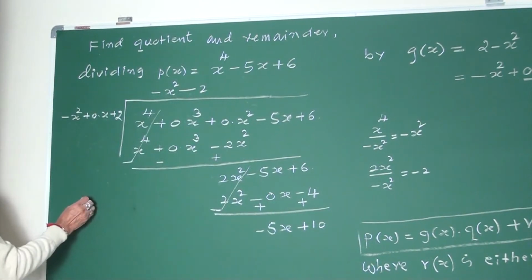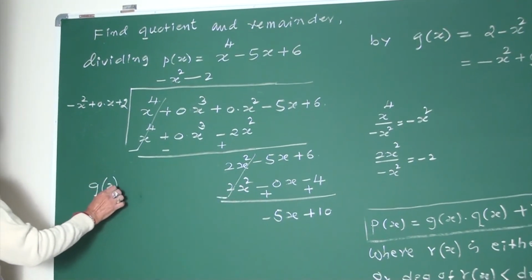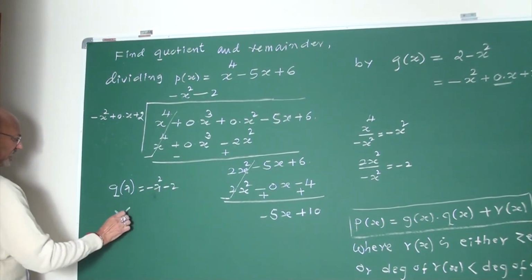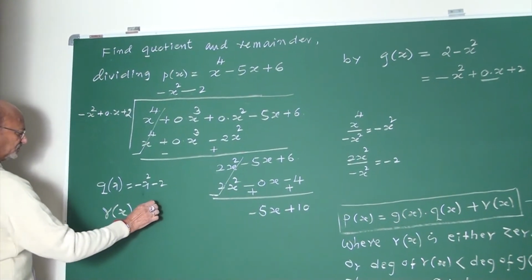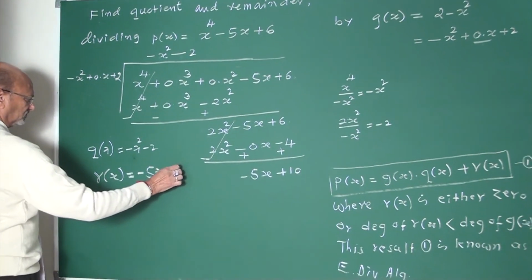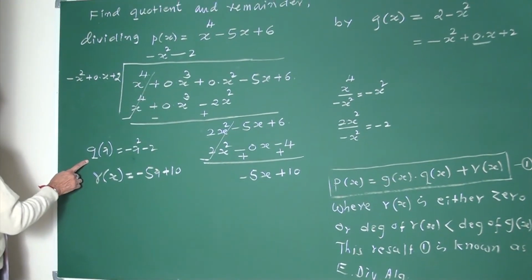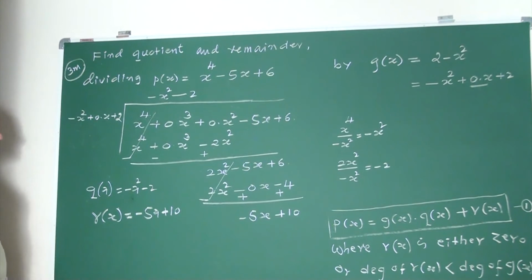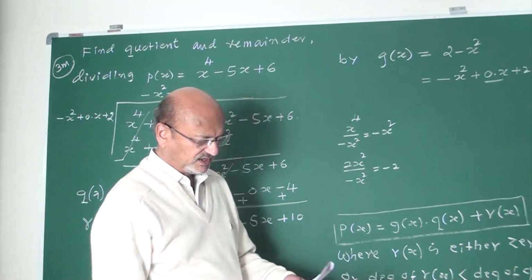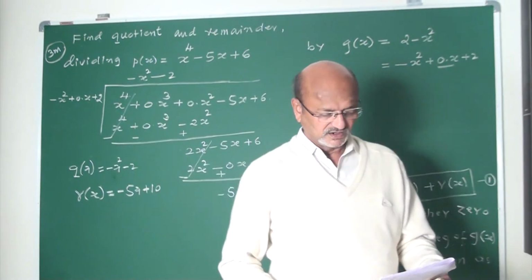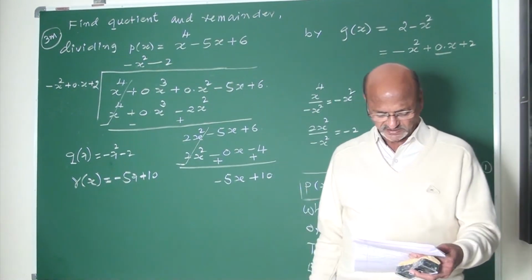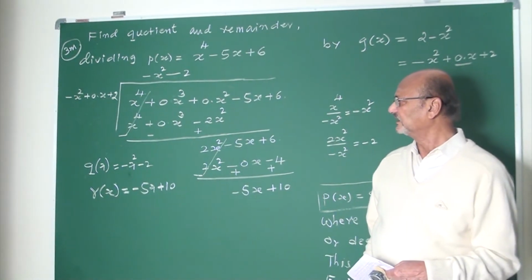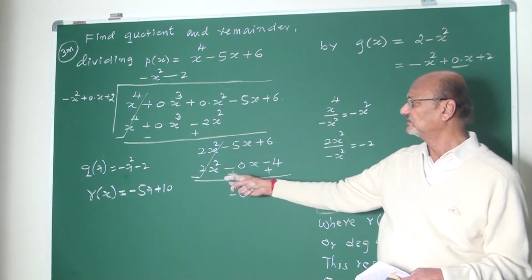This is the quotient: q(x) equal to minus x squared minus 2. The remainder r(x) is minus 5x plus 10. This is the remainder, this is the quotient. Yes, my friend, these examples normally they give under three mark questions. I have done three examples. At the end, I give one example for DIY. I hope the method is clear.